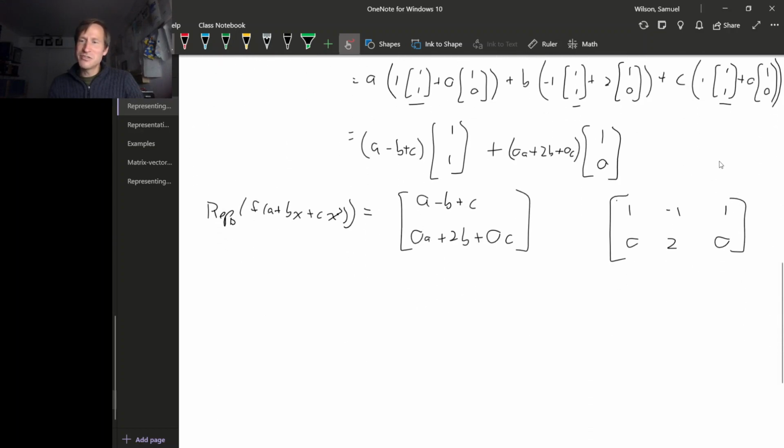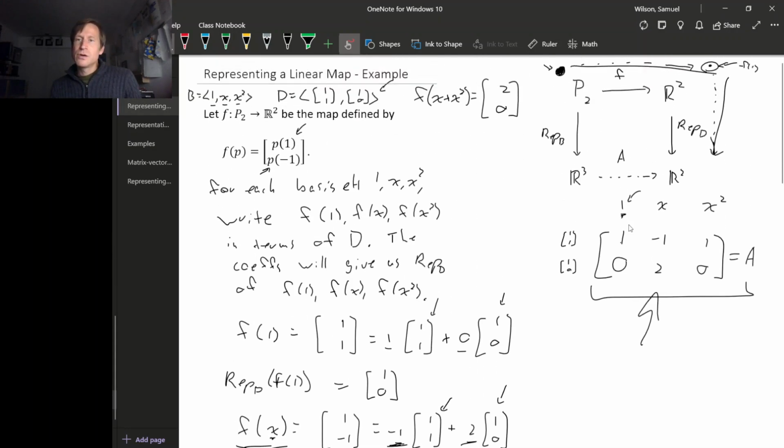So, here's the matrix A again. Maybe this is a hint that this matrix A really does represent something essential about the linear map F. Remember, the reason that we were calculating this was because we wanted to know what the matrix A should do to a vector in R3.